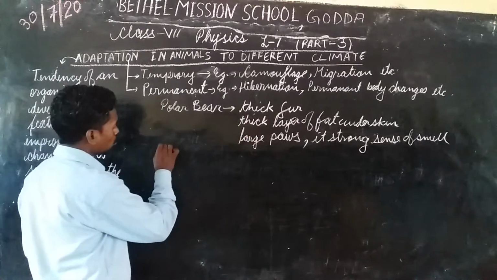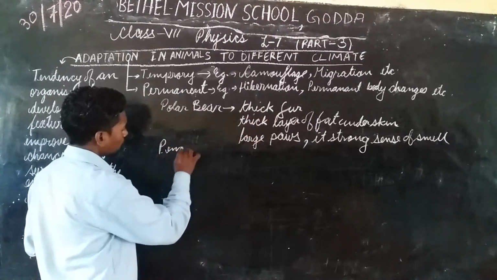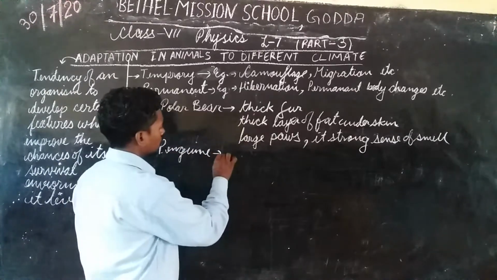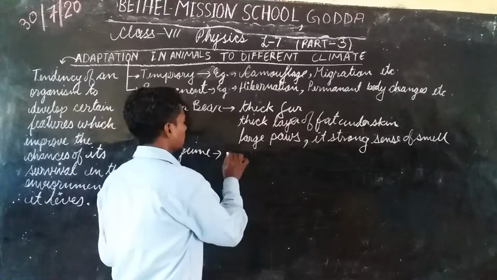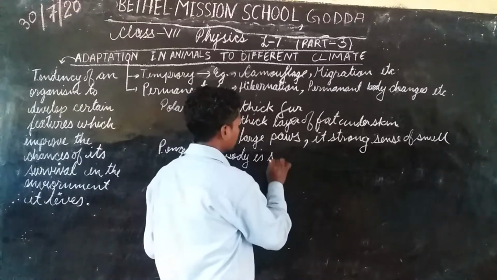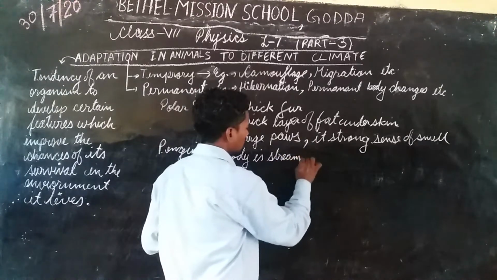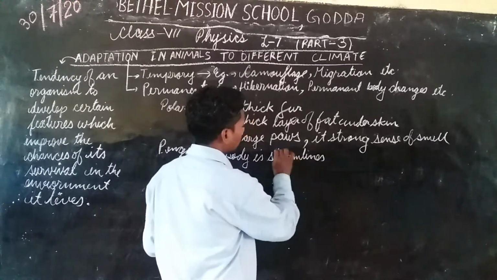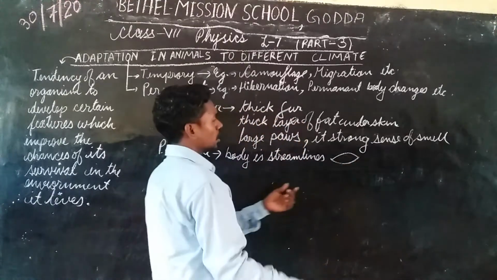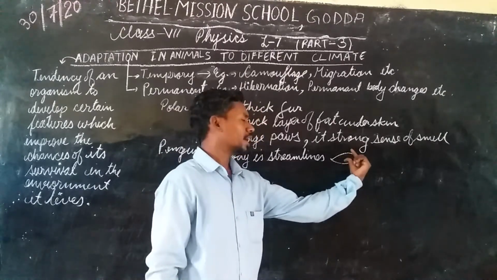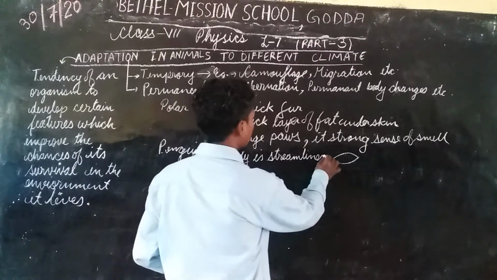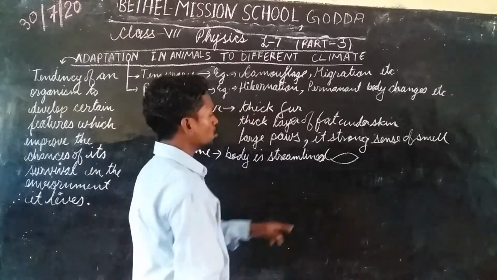Now I talk to you about penguin. Penguin. What are its adaptations? First one is its body is streamlined. Streamlined means a type of shape. This one, a shape like a fish. Yes, narrow at the ends and broad at the middle. This shape is called streamlined. So it allows it to swim properly.